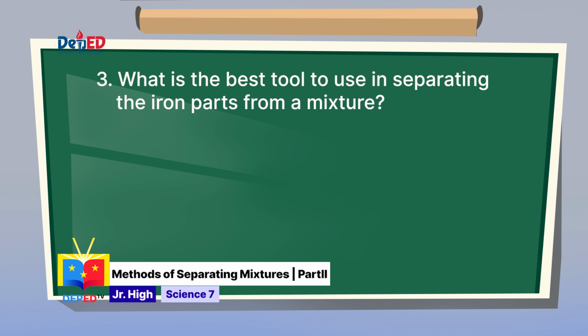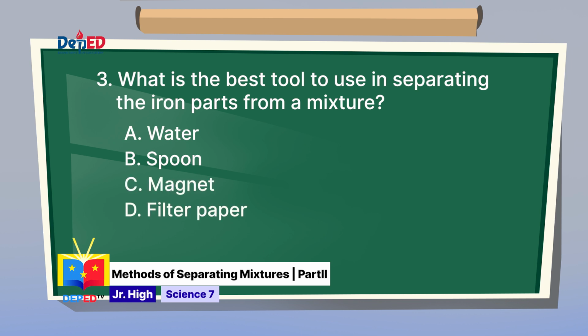Number 3. What is the best tool to use in separating the iron parts from a mixture? A. Water. B. Spoon. C. Magnet. D. Filter paper. Iron is a metal and can be attracted to magnet. If there are mixtures with iron, you can use magnet to separate iron from it. The correct answer is letter C.